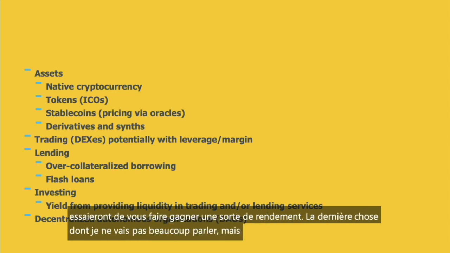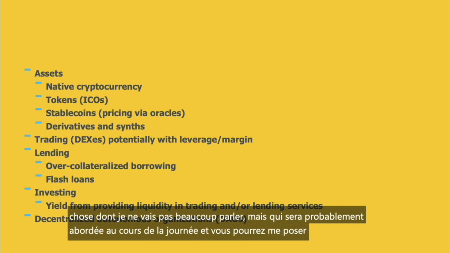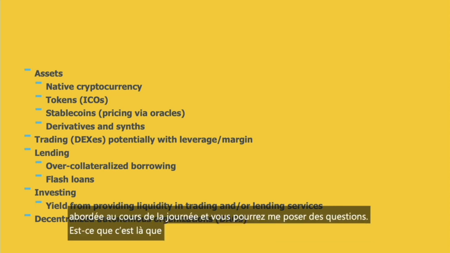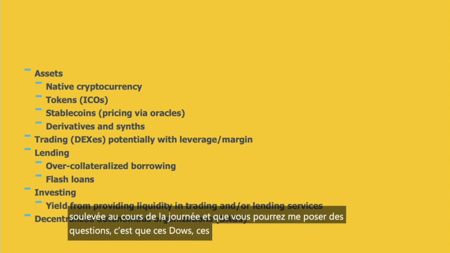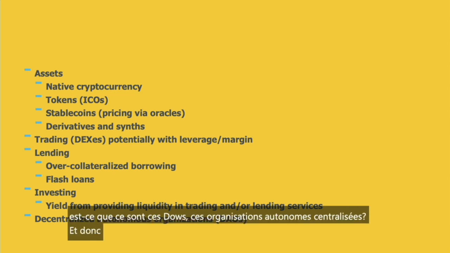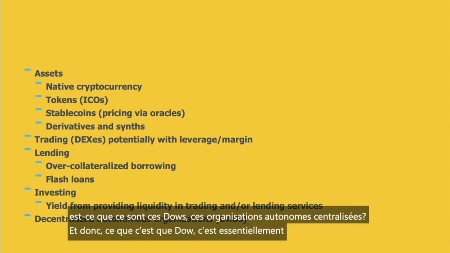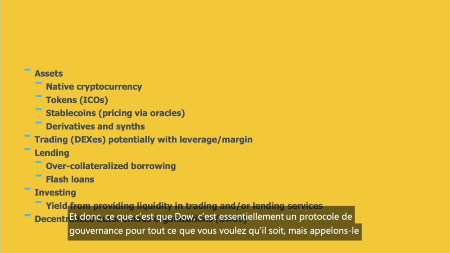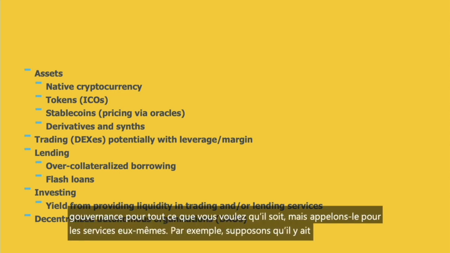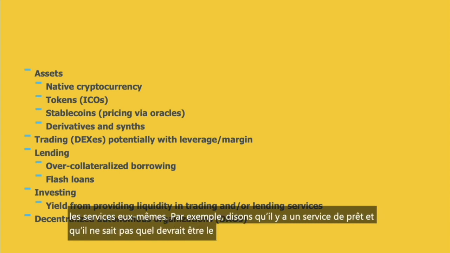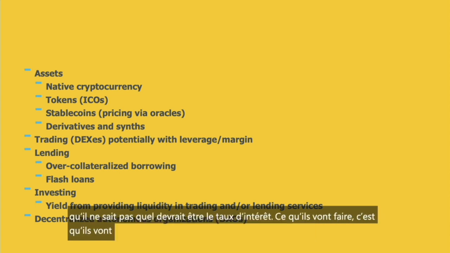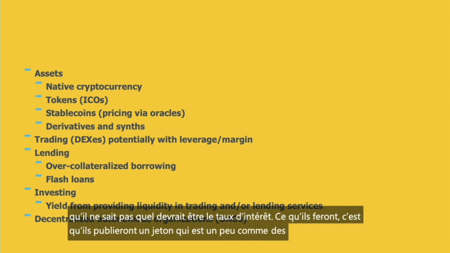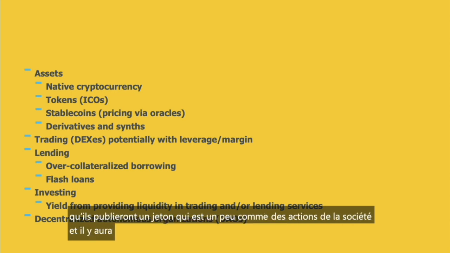The final thing that I'm not going to talk a lot about, but it probably will come up during the day and you can ask me questions, is these DAOs, decentralized autonomous organizations. And so what a DAO is, it's basically a governance protocol for whatever you want it to be for, but let's call it for these services themselves. So for example, let's say there's a lending service and they don't know what the interest rate should be. What they'll do is they'll release a token that's kind of like shares in the company, and there'll be a voting process, and the voting process will happen on chain.